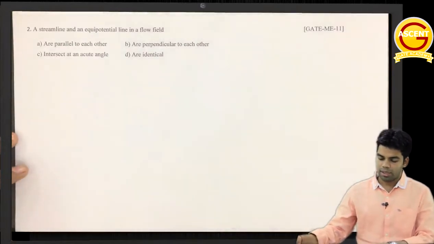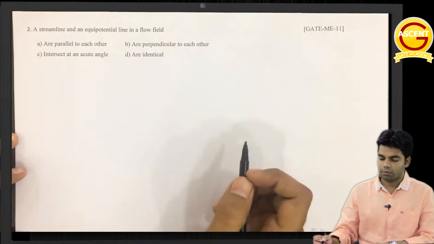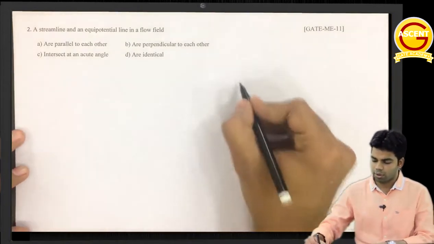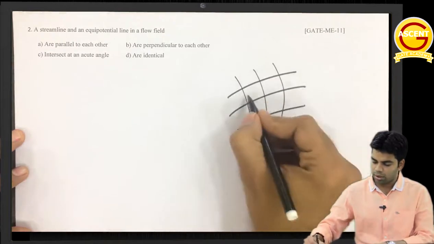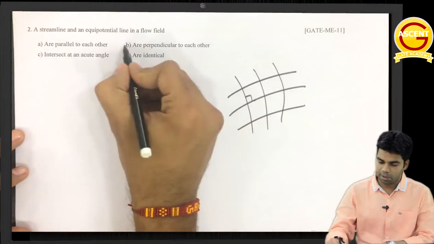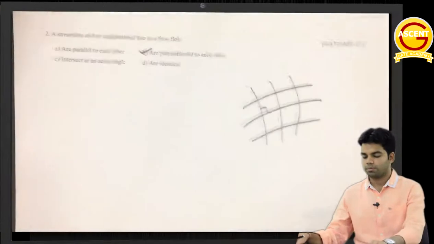Next question, a streamline and equipotential line in a flow field. So streamlines and equipotential lines, this also we have discussed. These are perpendicular to each other. Okay, so these are perpendicular to each other. Answer should be B.